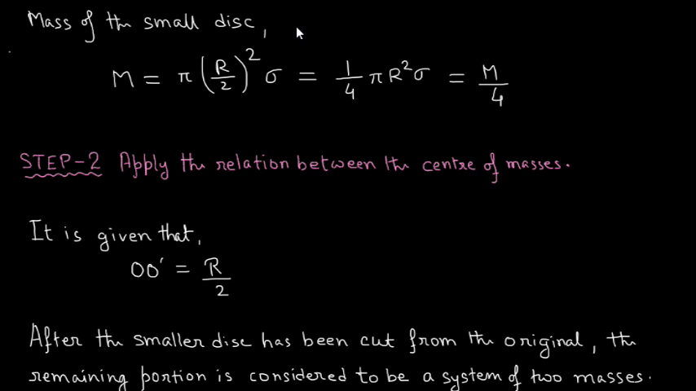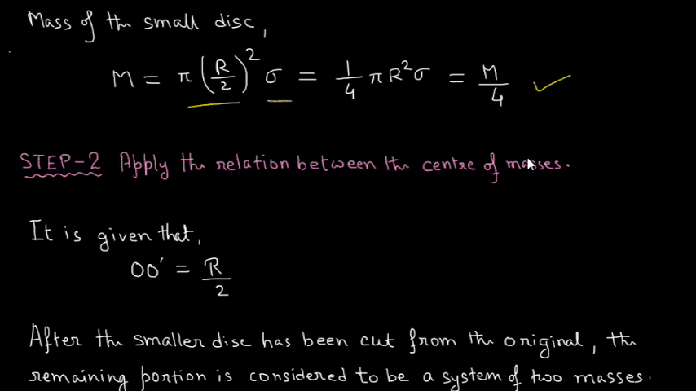So mass of the smaller disc is equal to the volume and mass per unit volume, that is pi r square. So instead of r we will write r by 2 for smaller disk, and sigma is the density. Mass per unit volume is known as density. So if we multiply that, we'll get the mass of the smaller disk. So ultimately the mass of the smaller disk is m by 4.